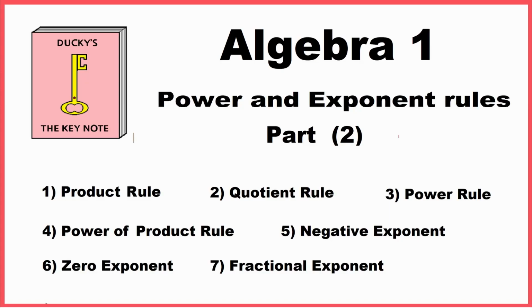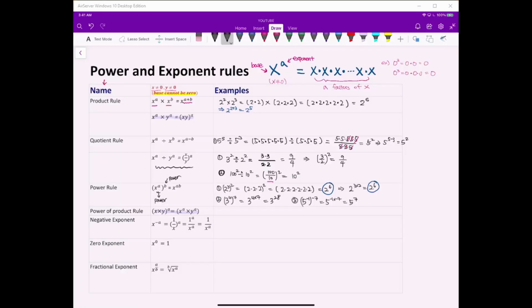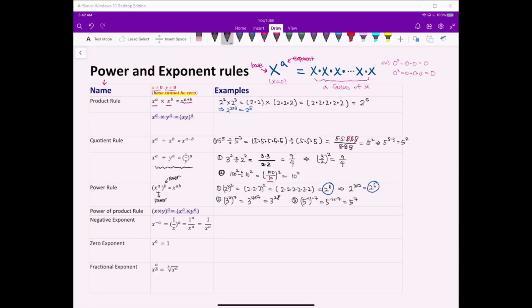Hello everybody. Let's continue reviewing the power and exponent rules with examples. Power of product rule can be used when you see the base of the power is a product of two numbers with the same exponent. Then you can reduce the power just like the distributive property.